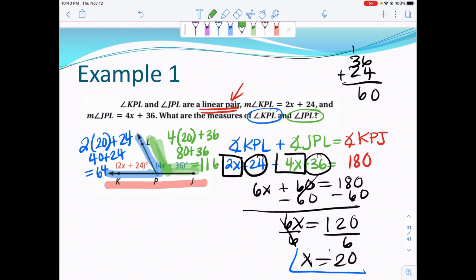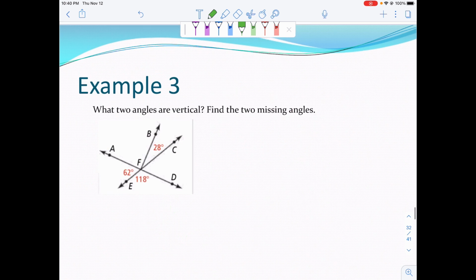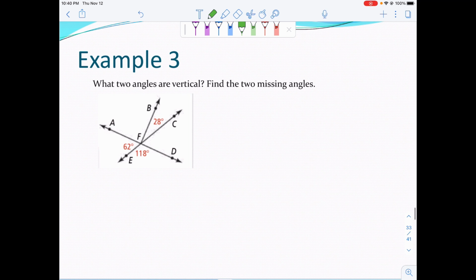So really, I should see that 116 plus 64 is going to equal 180. And so far, we have 180, which is a true statement. So these two are the correct answers. You do have to tell me that those are the angles. And let's go ahead and finish our last problem.